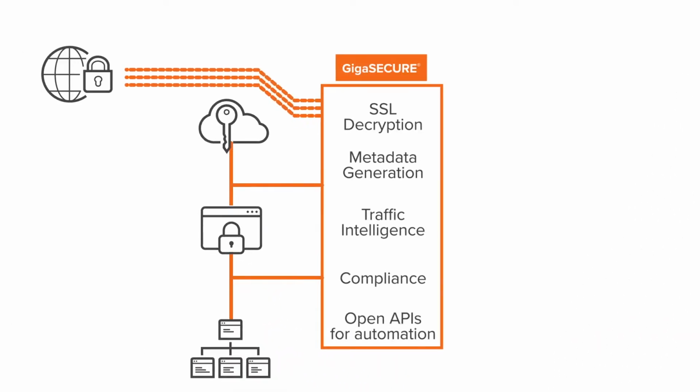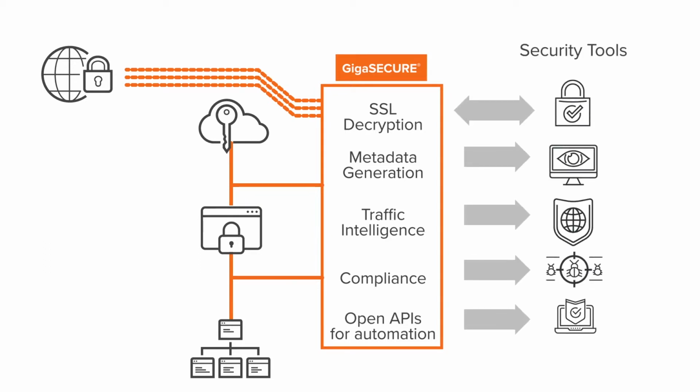The GigaSECURE security delivery platform can also collect, process, and deliver traffic from elsewhere in your organization to multiple security tools, enabling you to protect and defend the rest of your infrastructure, whether physical or virtual, in the data center, branch, or cloud.